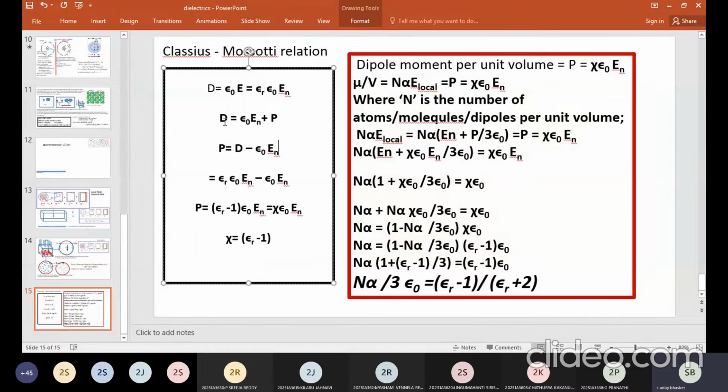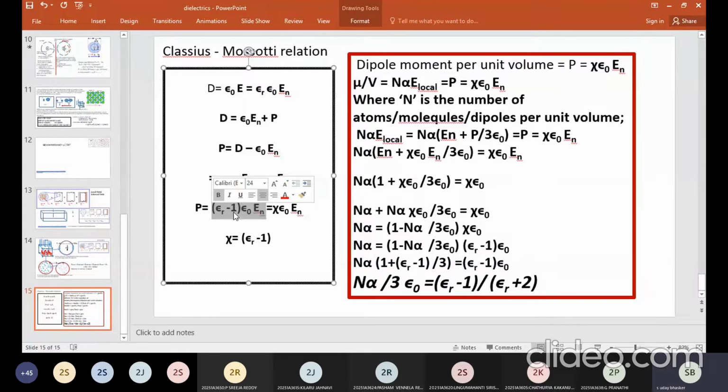But we also have a relation that D is equal to epsilon naught En plus P. So I'll use these two relations to say that P is equal to D minus epsilon naught En, and D is equal to epsilon naught epsilon r En. So I can say that P is equal to epsilon r minus 1 into epsilon naught into En. This is the expression for P in terms of the net field En.